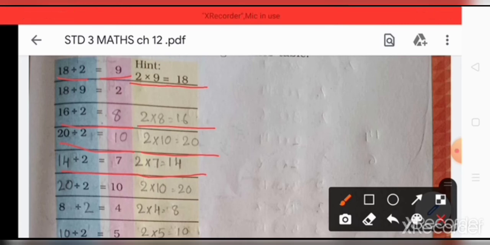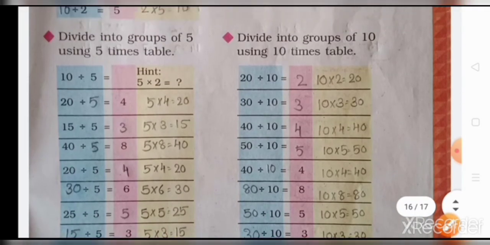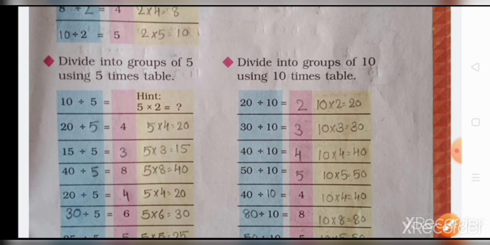20 divided by 2 is equal to 10. That means 2 10s are 20. 8 divided by 2 is equal to 4. That means 2 4s are 8. 10 divided by 5 is equal to 2. 2 5s are 10. Divide into groups of 5 using 5 times table.